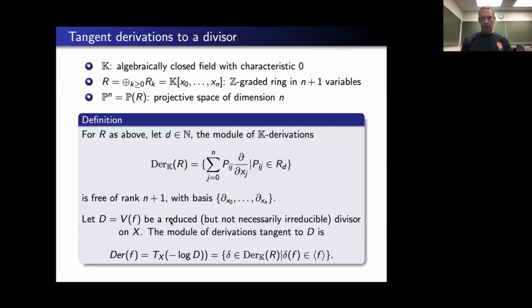The other thing I want to point out is F is going to be reduced. So we don't have repeated factors in F. In fact, like I said, the jumping off point will be where F is a product of linear forms, but there won't be any repeats in that. So this is a reduced, but not necessarily irreducible, divisor. So this is the setup, or I guess, dramatis personae.